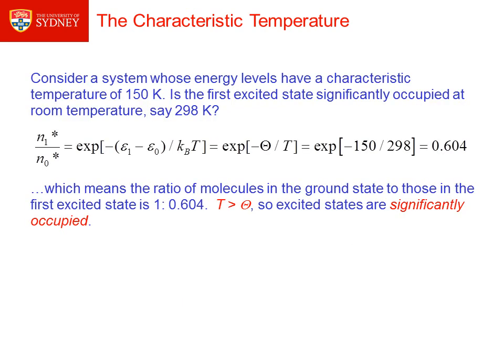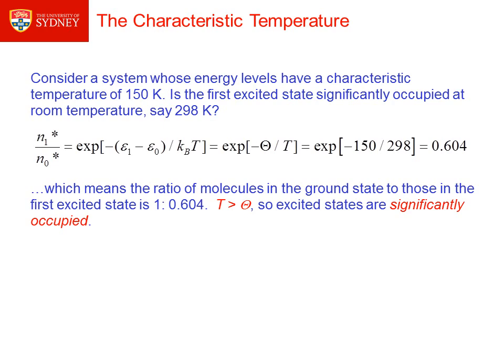As an example, consider a system whose characteristic temperature is 150 Kelvin. We can use this characteristic temperature to get information about the occupation of excited energy levels if the system is at room temperature, 298 K. The ratio of occupation numbers of the ground and first excited states, N1* over N0*, calculated using the Boltzmann distribution, is 0.604. Put another way, if the ground state occupation number was 4,000, then there would be 4,000 times 0.604 equals 2,416 molecules in their first excited state. We'd call that excited state significantly occupied.